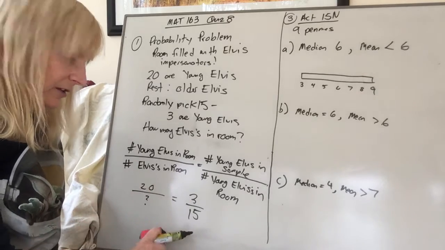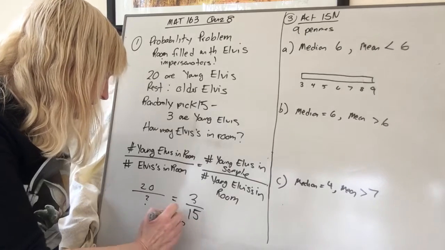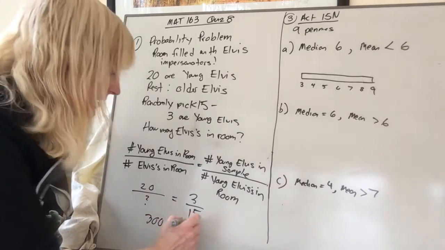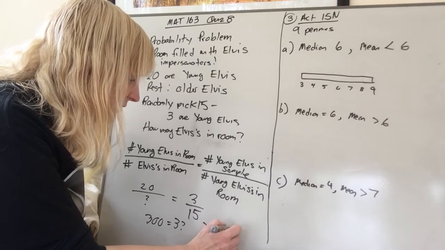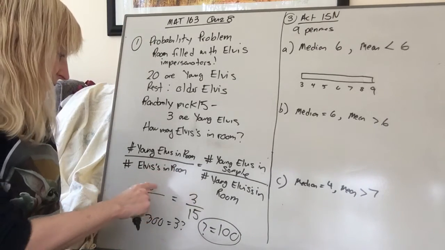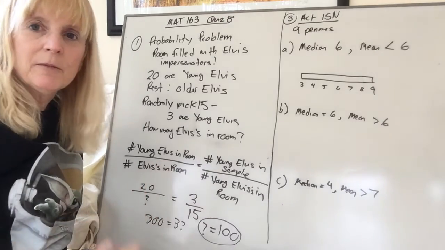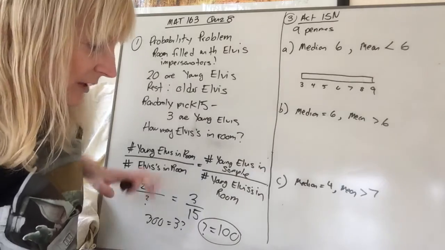So cross multiply, you get 20 times 15 is 300. And 3 times question mark, divide 300 by 3. So question mark, there were 100 Elvises in that room. So you can just set up a nice little ratio of 20 to the total for the whole room is 3 to the 15 for the sample. Okay. So that problem is not bad.